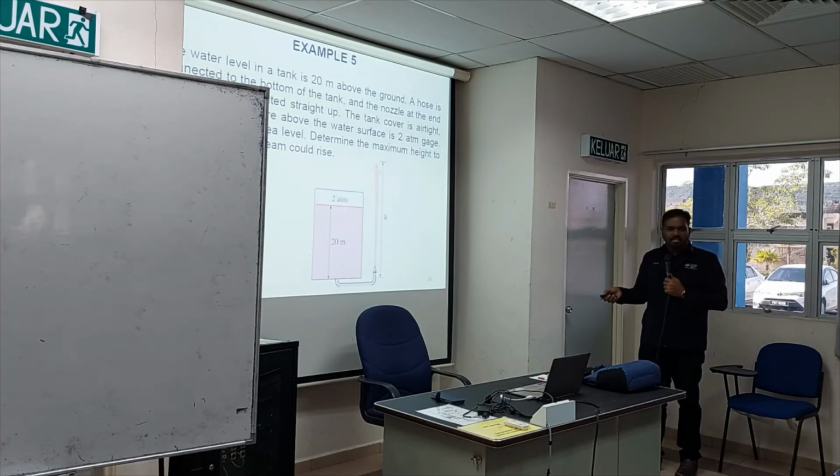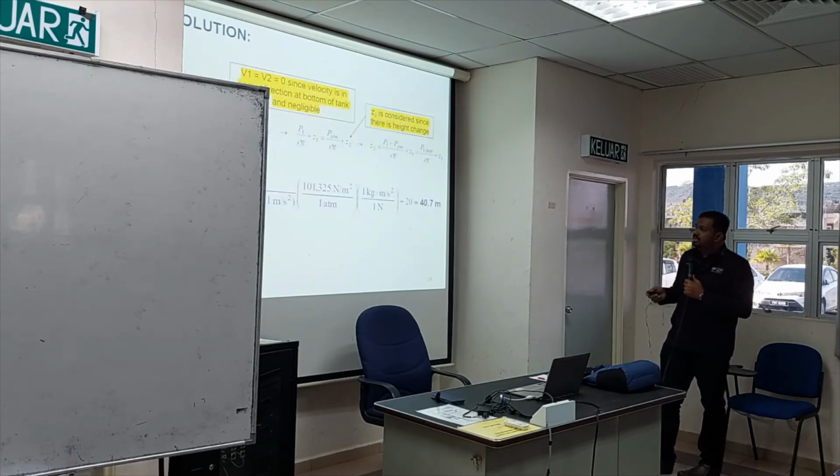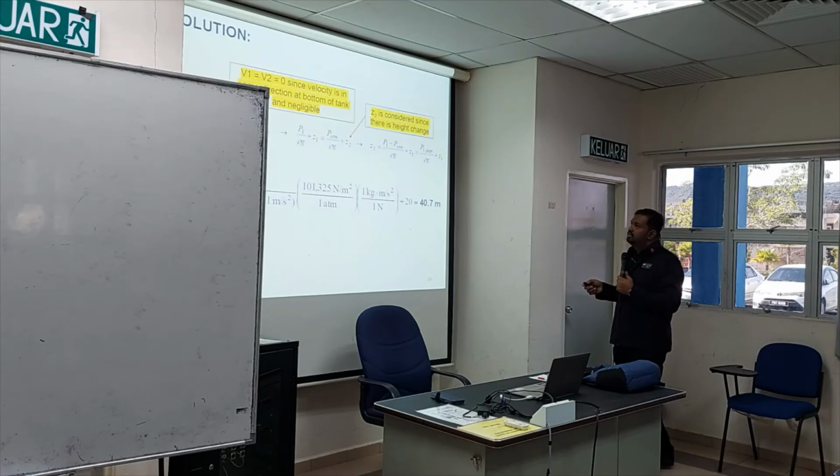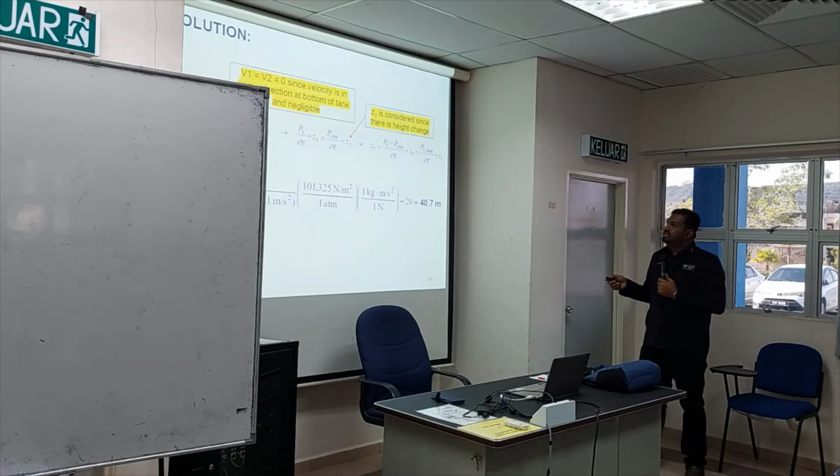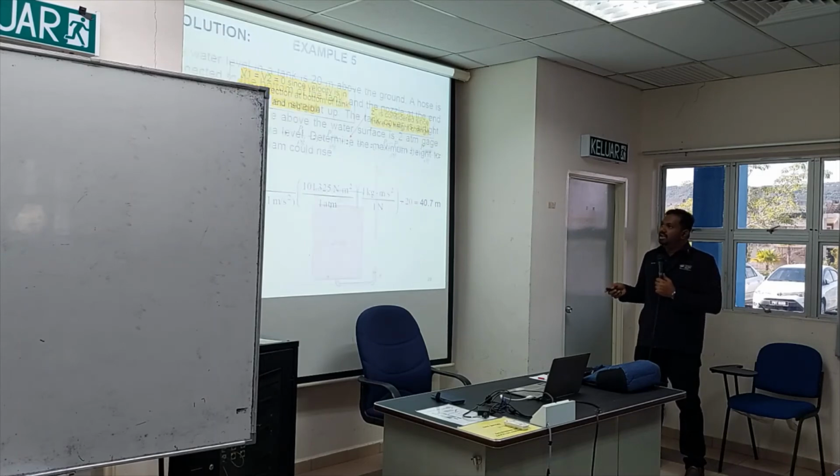Kalau you buka valve dekat bawah ni, how much force will be created to push this water, berapa ketinggian dia. Itu yang kita kena measure. Okay, so in this case, V1 equals to V2 equals to 0 because velocity is in the same direction at the bottom of the tank and is negligible.